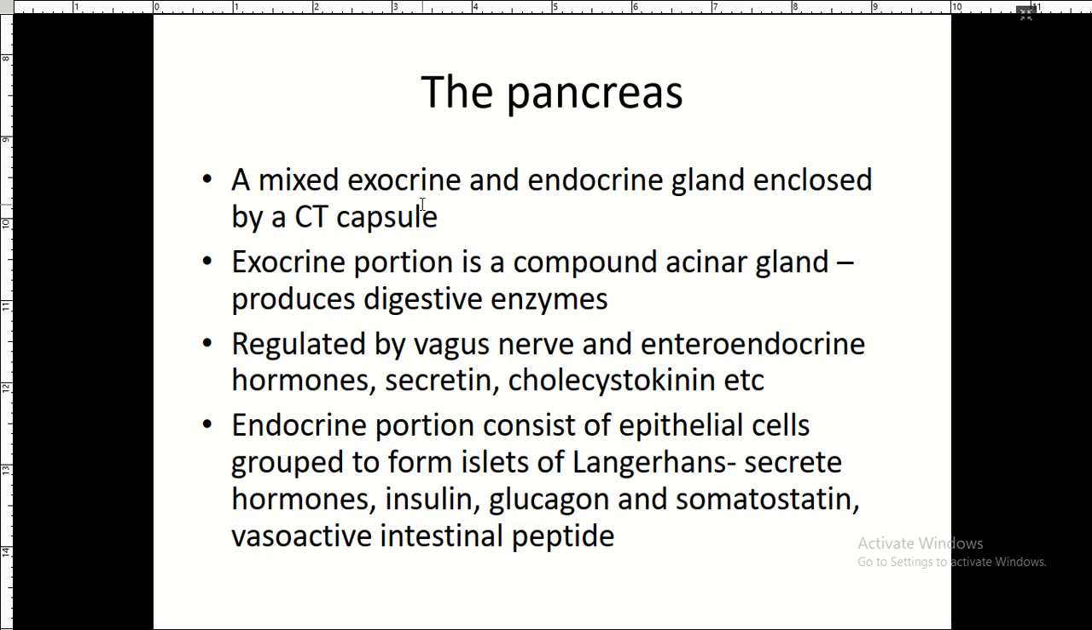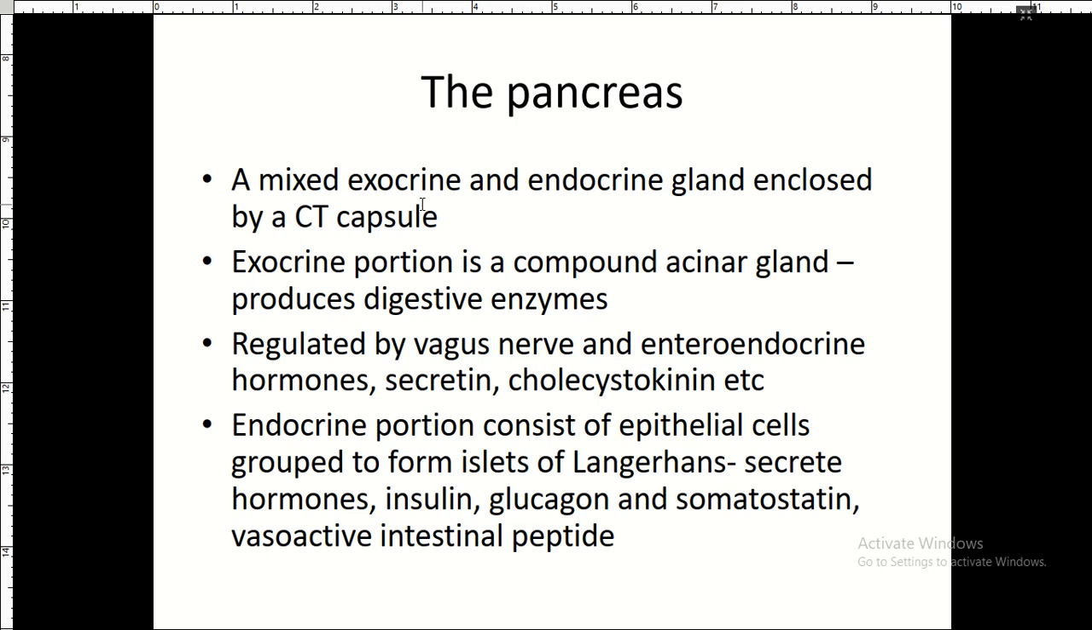The exocrine portion is a compound acinar gland which produces digestive enzymes, for example, trypsinogen and so forth. And the pancreas is going to be innervated by the vagus nerve, which is parasympathetic. And it also has enteroendocrine hormones that affect the pancreas. We have the secretin and cholecystokinin. They can affect the release of these enzymes.